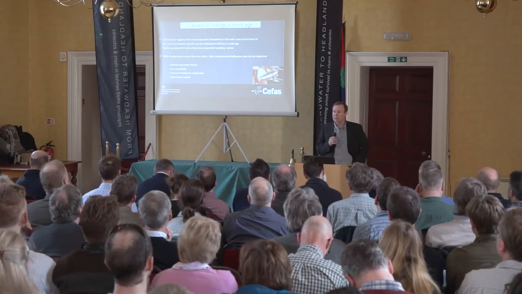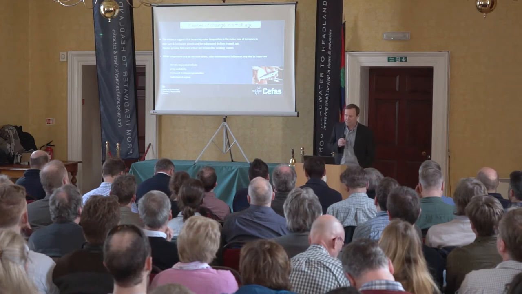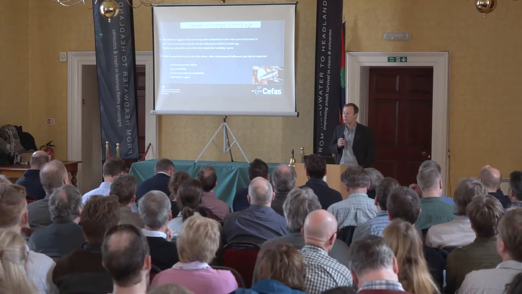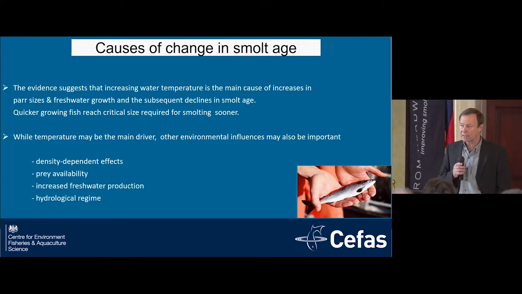Now, the causes of the change in the smolt age, the evidence suggests that it's increasing water temperatures. This is the main cause, and the past sizes and freshwater growth and subsequent decline in smolt age. So what's happening is that the quicker growing fish reach the critical size required for smolting a lot sooner, and therefore they run to sea sooner, and therefore the smolt age is declining.